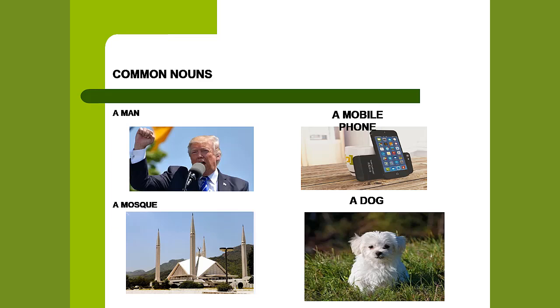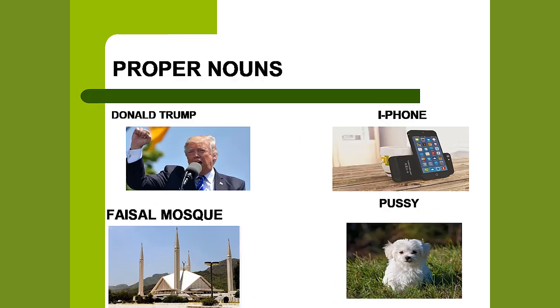Now you can see that if we give some specific name to these common nouns, they can be converted into proper nouns. Now you can see the example of proper nouns over here, like Donald Trump, the President of America. There is Faisal Mosque in Islamabad. There is iPhone. There is a Pussy. Pussy is a specific dog.